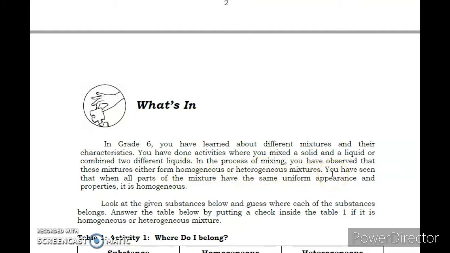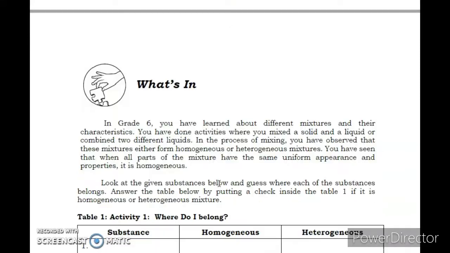So how do we know if a mixture is homogeneous? You have seen that when all parts of the mixture have the same uniform appearance and properties, therefore it is homogeneous. What about heterogeneous? How do we know if a mixture is a heterogeneous one? When different parts of the mixture are visible to the eyes and it consists of two or more phases, therefore, it is said to be a heterogeneous mixture.